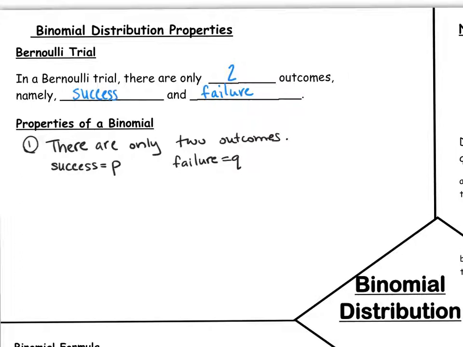So if we know P, we always know Q. Do you understand that? As a matter of fact, Q is equal to 1 minus P. Everybody got that? Second property.